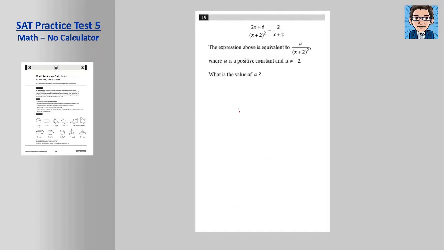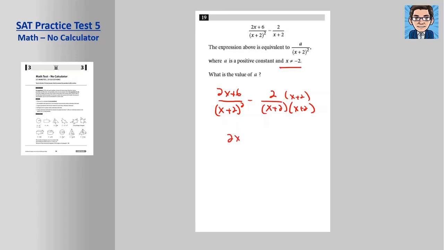Okay, for number 19, we've got this expression here, subtracting two fractions. And it's saying that that's equivalent to a over x plus 2 squared, where a is a positive constant, and x is not equal to negative 2. They have to tell you that x is not equal to negative 2, because that would just make the denominator 0. So what we've got to do is get this expression over a common denominator of x plus 2 squared. So the first term is already over x plus 2 squared. But on the second term, we're going to have to multiply the top and bottom by x plus 2 to get it over x plus 2 squared.